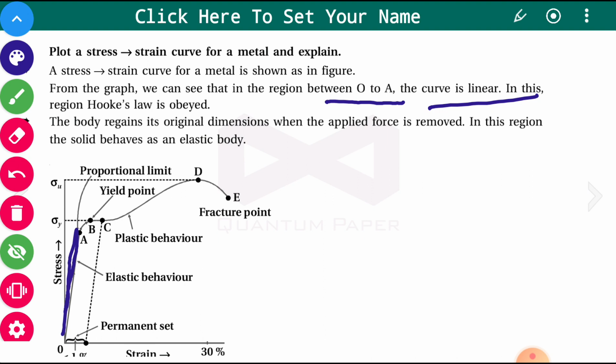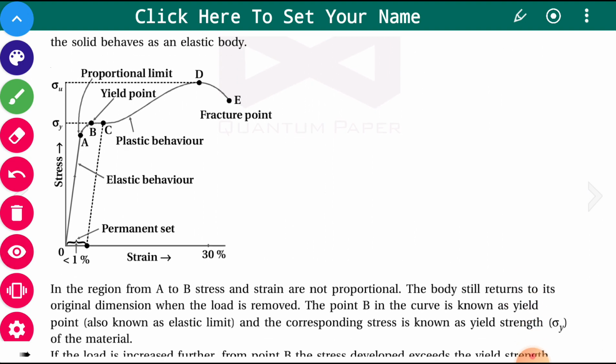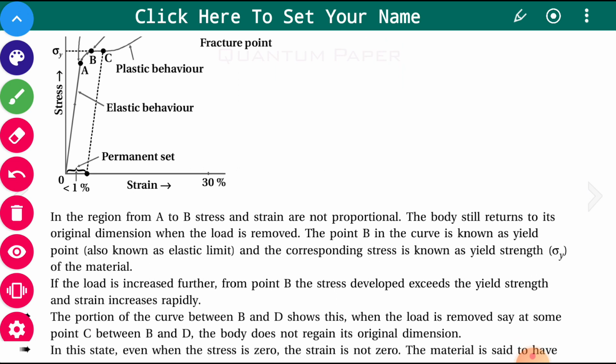In this region, Hooke's law is obeyed, meaning stress is found to be directly proportional to strain. The body regains its original dimensions when the applied force is removed. Whenever you remove the applied force in this section, that is OA, the body will come back to its original position. In this region, the solid behaves as an elastic body, meaning it will regain its shape and size, everything.